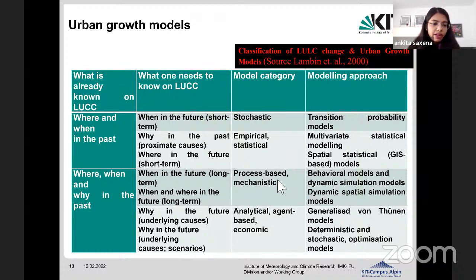And if you have where, when, and why in the past the urbanization has occurred, and you want to analyze why in the future, meaning the causes, what could be in the future, then you should go with analytical, agent-based and economic-based methods, because it's complex, with lots of variables involved in making the decision of urbanization. So you need some sophisticated modeling approaches to analyze urbanization and the relationships among variables.